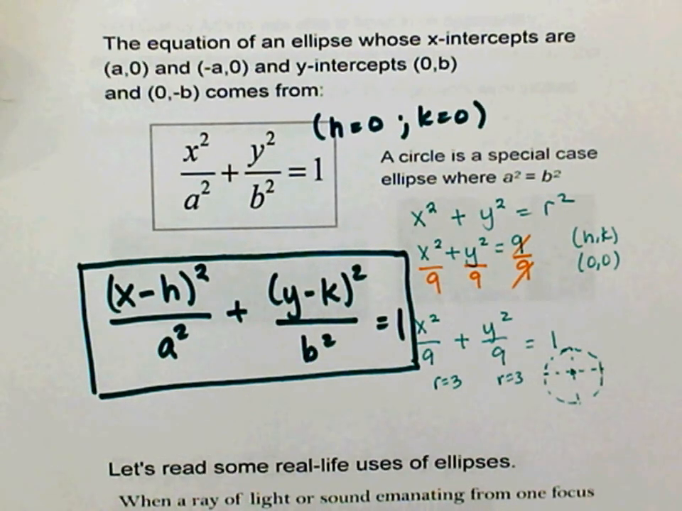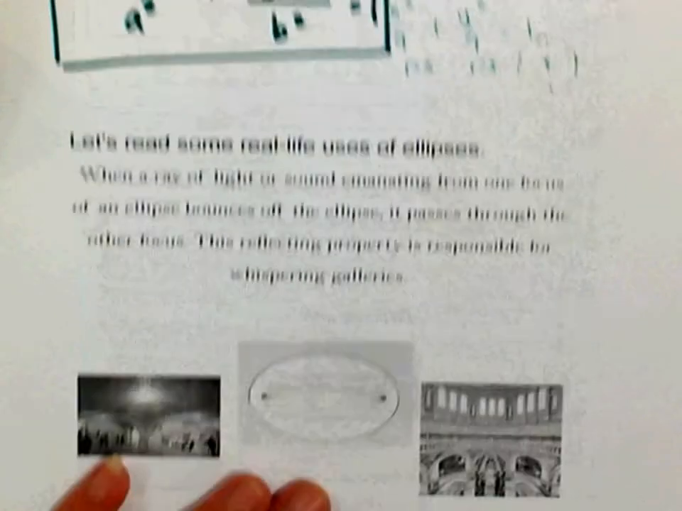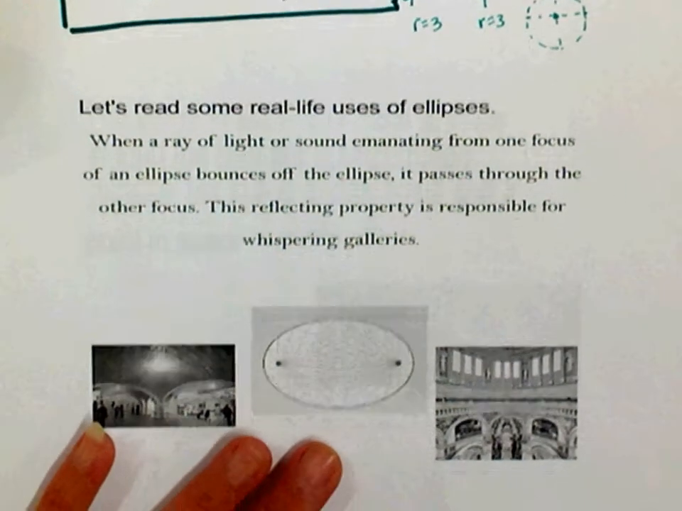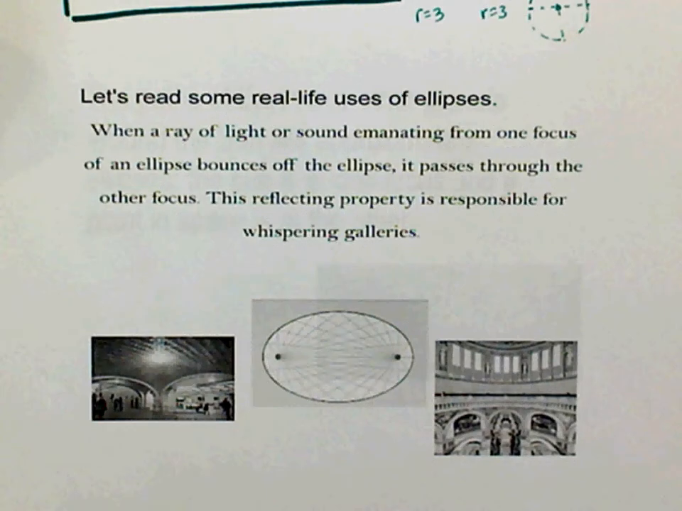All right, so what are some real life uses for an ellipse? Well, when a ray of light or sound emanates from one focus of an ellipse and bounces off the ellipse, it passes through the other focus. This reflecting property is responsible for whispering galleries, and there is a ton of whispering galleries. You can look it up online. We got some in the United States. The U.S. Capitol has one, and then there's other places. The Grand Central Station in New York City has one.